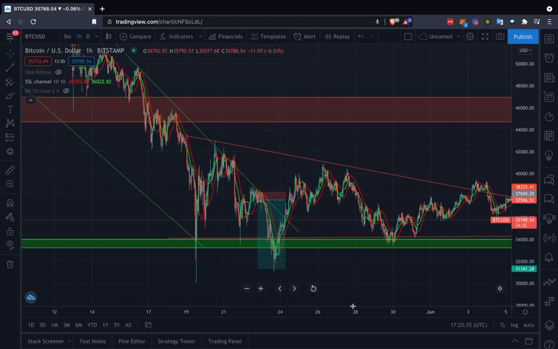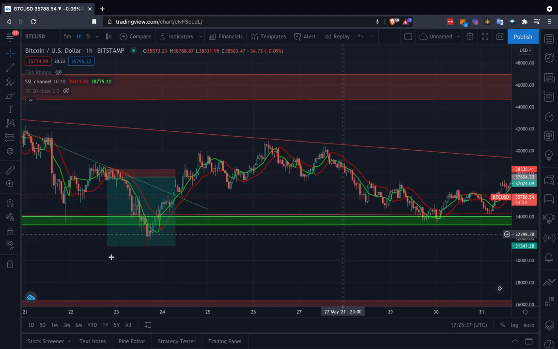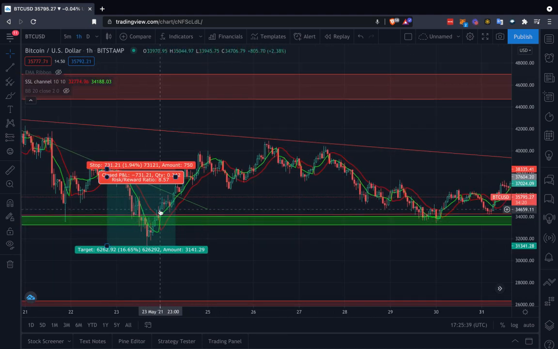And then, what happened at the bottom here? Well, the green line cross above the red line. So that's a potential buy signal. Again, don't trade purely off of this, but I hope you understand what I mean by SSL.